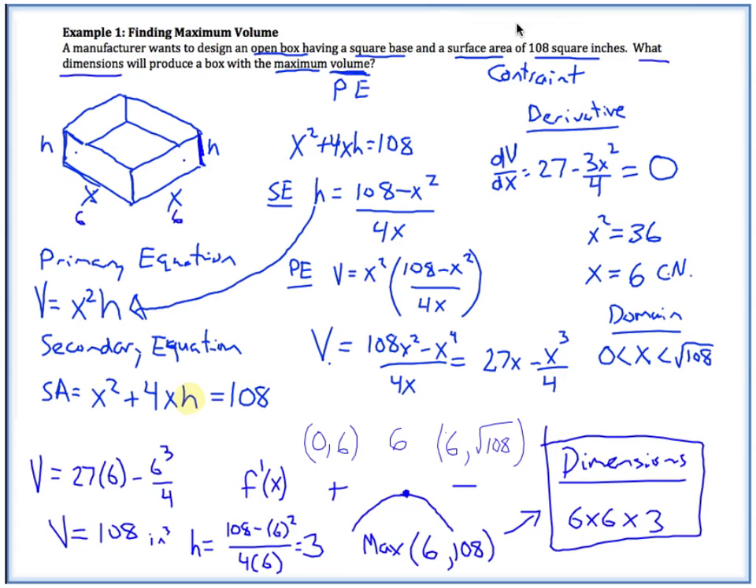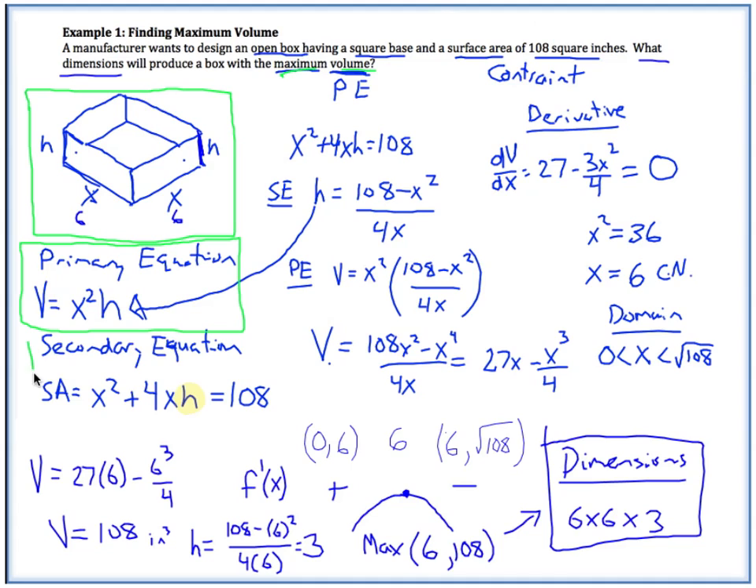So let's just go ahead and review what we did here. We read our question, we came up with our diagram. The biggest thing was an open box with a square base. Then we came up with a primary equation for the value we wanted to maximize, which was maximum volume. And because it had an h in it, we want this all in terms of x. So we had to come up with a secondary equation, and that secondary equation came from our constraint of a surface area of 108 inches.